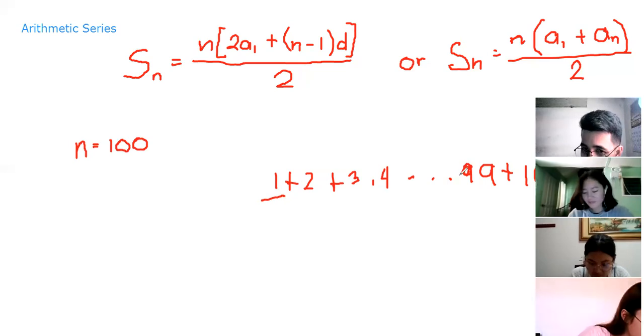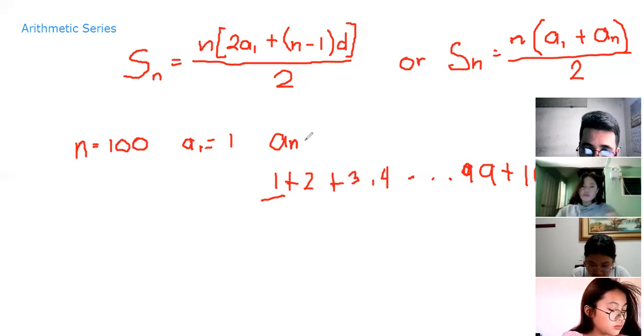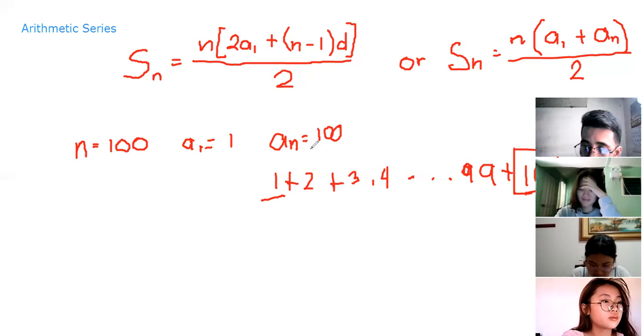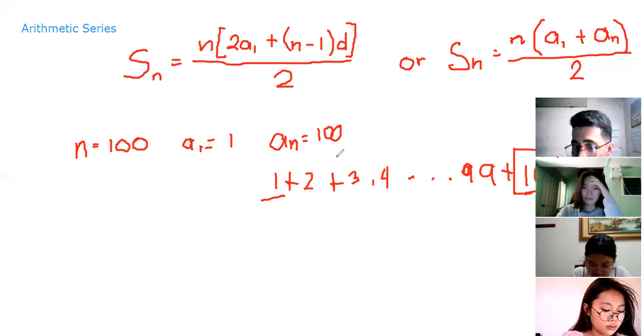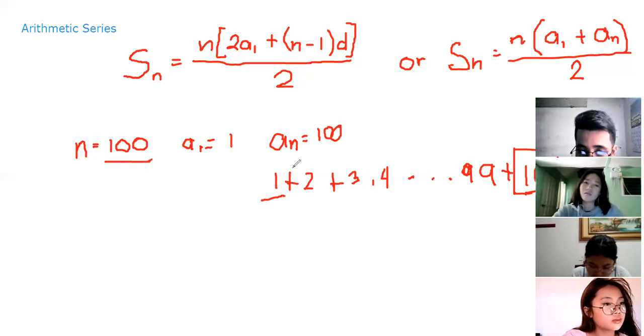So, yung n natin 100, yung a sub 1 natin 1, then yung a sub n natin, which is our last term, is 100 din. Iba yung term natin sa last term, ha? Ang last term natin, yung a sub n, ay kung ano yung number natin sa ika-last term. Yung n naman, kung pang ilang term yung ating last term. Nagkataon lang na parehas silang 100.